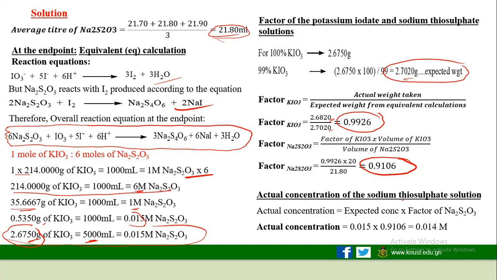Now, the last question is asking us to find the actual concentration. And the actual concentration will be the expected or the nominal times the factor, right? So this is what we have times the factor, and then we are getting this. Now, it means that this is what was stated as the concentration of the thiosulfate. But in actual sense, this is the concentration of the thiosulfate. It is 0.014 molar.